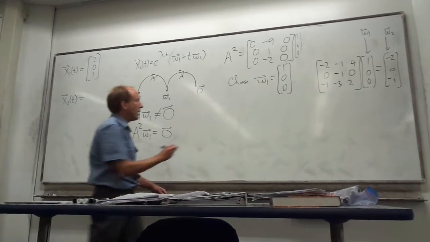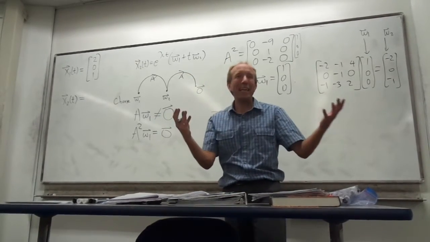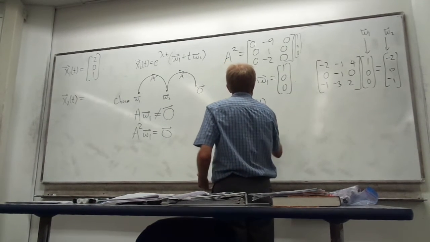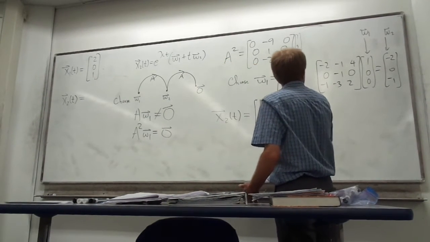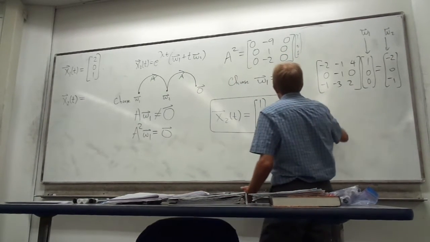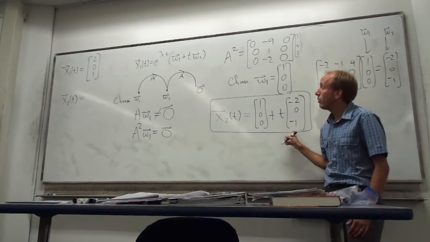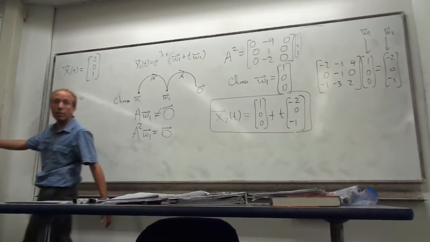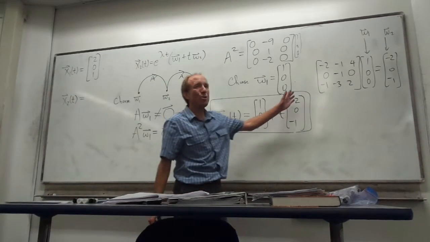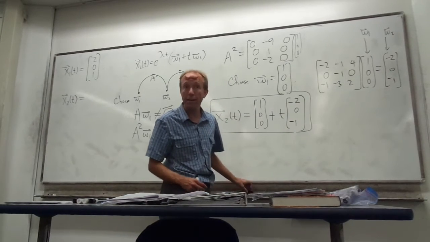So I need to write down what x2 is now. x2 is e to the 0 again, times W1, which we have chosen as 1, 0, 0, plus t times W2, which was negative 2, 0, and negative 1. This W2 vector is always going to be an eigenvector. If you look back to the eigenvector that we found originally, 2, 0, 1, sure enough, this is just a multiple of that eigenvector. So we're kind of 2/3 done.